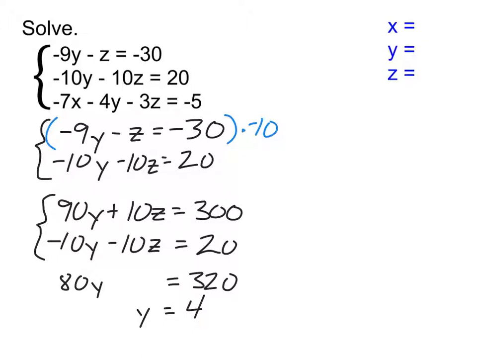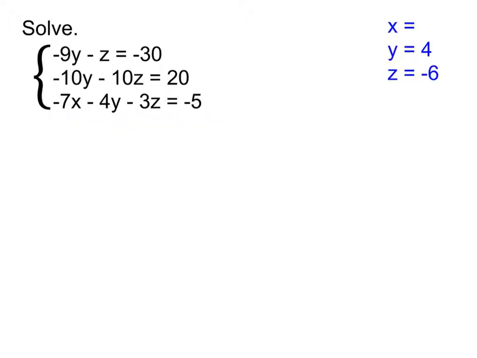Then once you know what that y value is, plug it back into one of the original equations. Now again, choose one of them though that only has y and z in it. If I tried to plug that back into this one right now, I wouldn't be able to know what the x is or the z is. All right, so I plug it into either one of these equations that I used right here. At this point, we then know that y is 4 and z is -6.